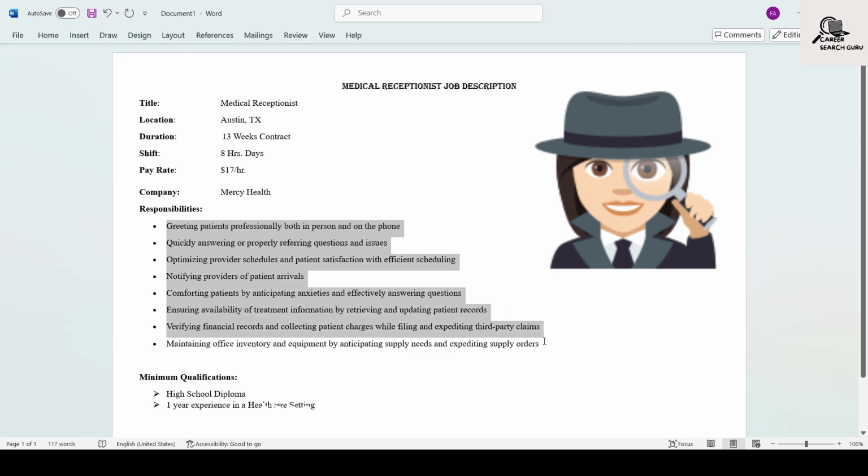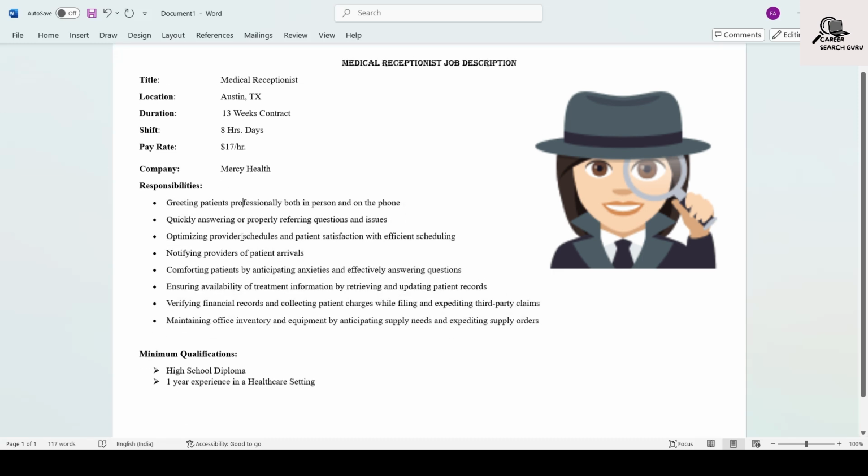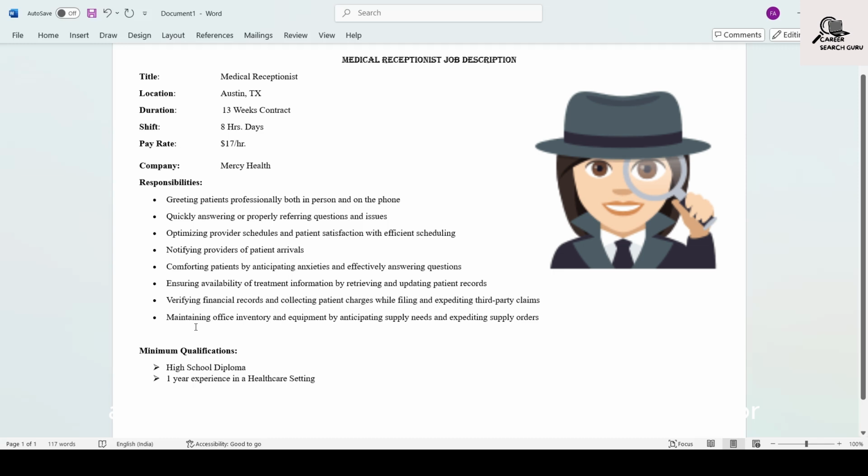And you need to go through the responsibilities. You need to read each and every responsibility one by one, and you should know what the manager is looking for in a candidate. Then the last one is minimum qualifications. The minimum qualifications include a high school diploma and 1 year of experience.